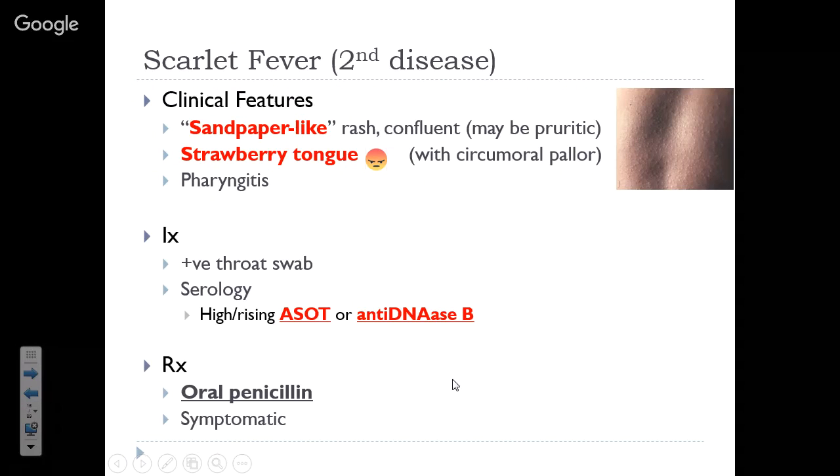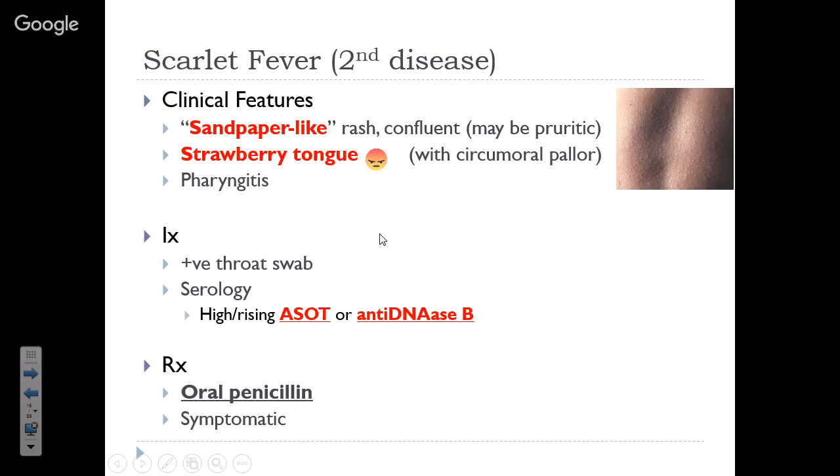Clinically, they'll have this characteristic sandpaper-like rash. I don't know if you can see that picture very clearly, but apparently it does look a bit like sandpaper, I guess. Might be itchy, very confluent as well. And you also get the strawberry tongue. Just a quick note, be aware that some buzzwords are present for multiple conditions. So strawberry tongue is also actually a buzzword for Kawasaki's disease. So just watch out for that. And they might have a circumoral pallor, so a ring of white pale skin around the lips.